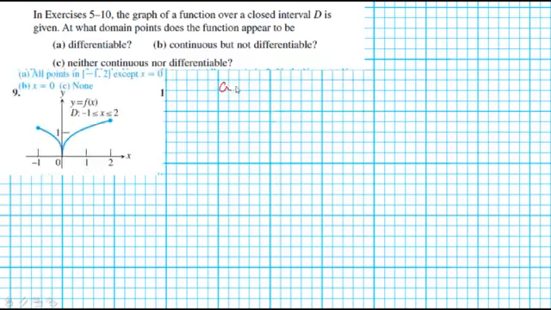Problem number 9. Where do we have differentiability? Well, it looks like we have differentiability for all the values from -1 to 2, except at 0, where we have what looks to be a vertical tangent. B looks continuous there, so it sounds like at x equals 0 we have continuity but not differentiability. And then C, we don't have any spots that are both discontinuous and not differentiable. So there's no spots that meet that criteria.